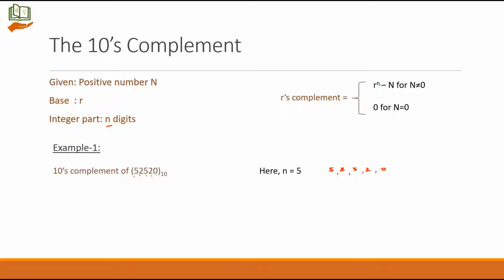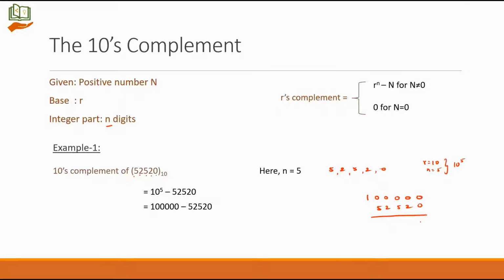Now we have to take r to the power n. Here r is equal to 10 for tens complement and n is equal to 5, which gives 10 power 5. So 10 power 5 minus the number itself, minus 52520. What is 10 power 5? We have 1 and 5 zeros. We'll just do a subtraction now. So what is the logic behind the tens complement? Whatever number of digits is there, that number of zeros should be present along with a 1 in the front.